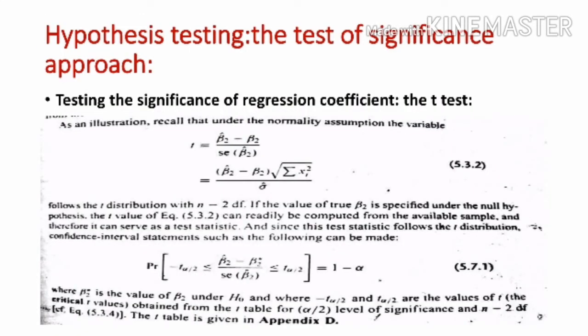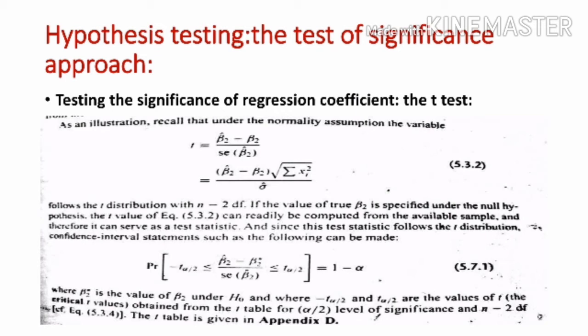Hypothesis testing, the test of significance approach. Testing the significance of a regression coefficient: the t-test. As our illustration recalls, under the normality assumption, the variable t equals beta 2 hat minus beta 2 divided by the standard error of beta 2 hat, and follows the t distribution with n minus 2 degrees of freedom.